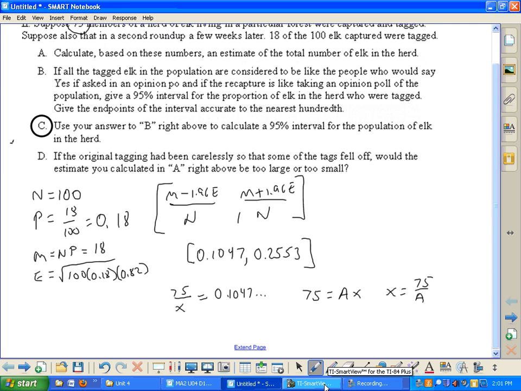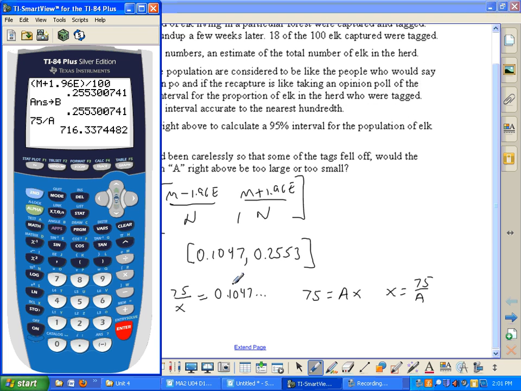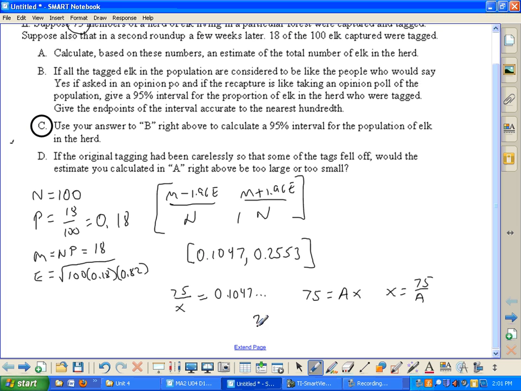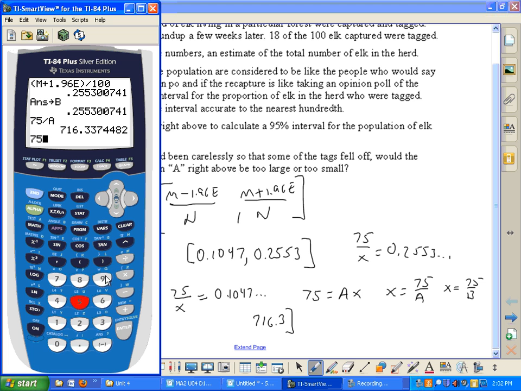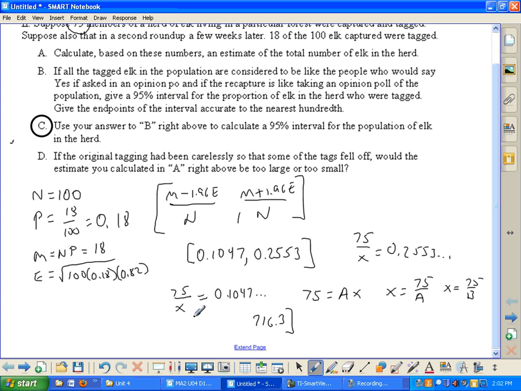So my upper estimate for the number of elk in the herd is 716 point, I'm just going to round that to 716.3. So 716.3 is going to be my upper. And then when I set 75 over x equal to the 0.2553 number, which is B, then x is going to equal 75 divided by B. And if I do that in the calculator, that gives me my lower number of 293 point, I'm going to round that to 293.8 for now.